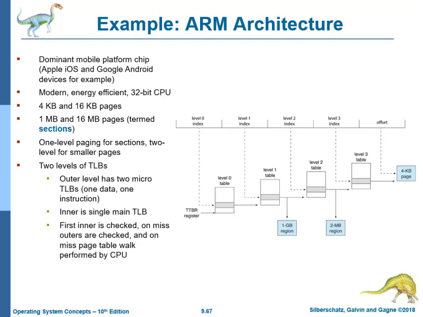Address translation begins at the micro TLB level. In the case of a miss, the main TLB is then checked. If both TLBs miss, a page table walk must be performed in hardware.